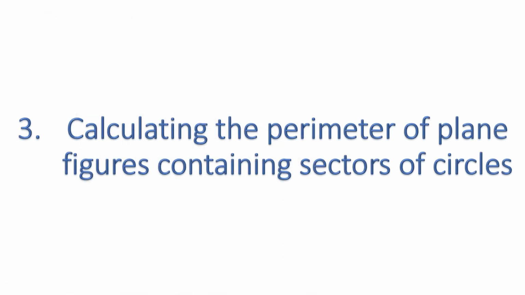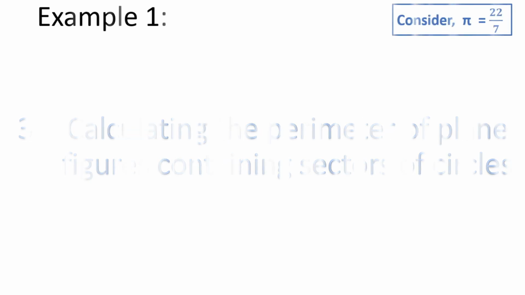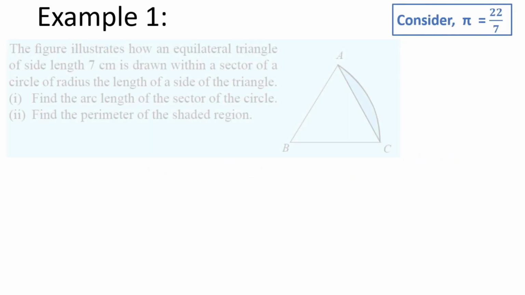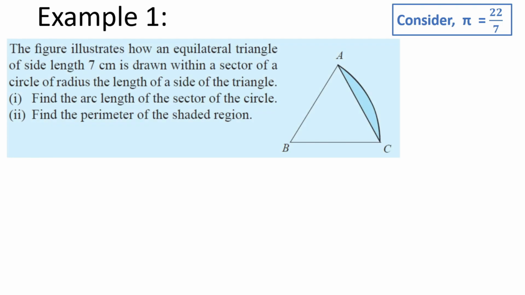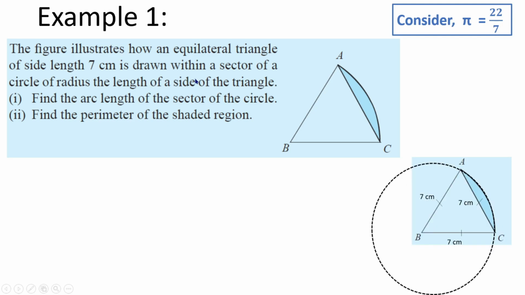By now, you know how to calculate the perimeter of a plane figure and also you know how to calculate the perimeter of a sector of a circle. Now, we are going to calculate the perimeter of figures having both plane figures and sectors of circles. So, we'll move on to an example. Look at this question carefully. It says that the figure illustrates an equilateral triangle of side length 7 centimeters. So here I have drawn another figure indicating all this data they have given. So here I have marked the side lengths of this triangle. It is an equilateral triangle, so all three sides are equal.